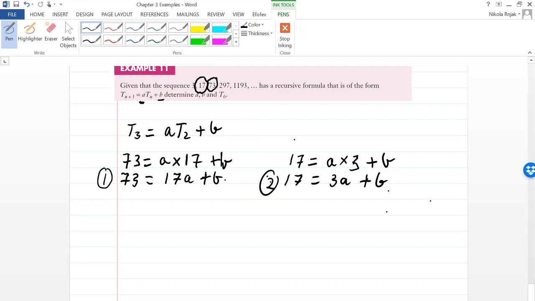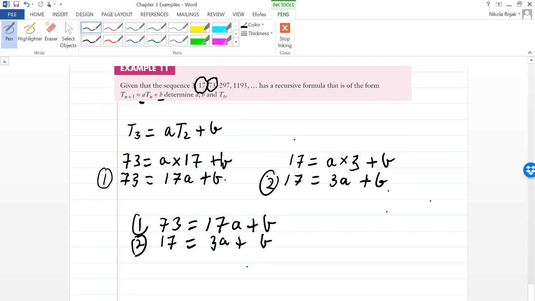Let's put them together, one on top of the other. Equation 1: 73 is equal to 17a plus b, and equation 2: 17 is equal to 3a plus b. When you're solving simultaneous equations, we want to find out what a and what b is. You've got two methods, substitution and elimination.